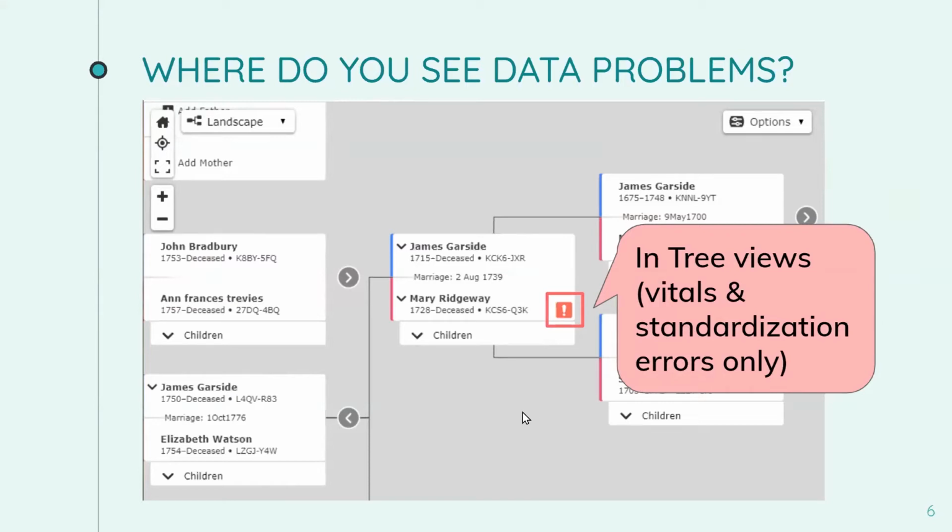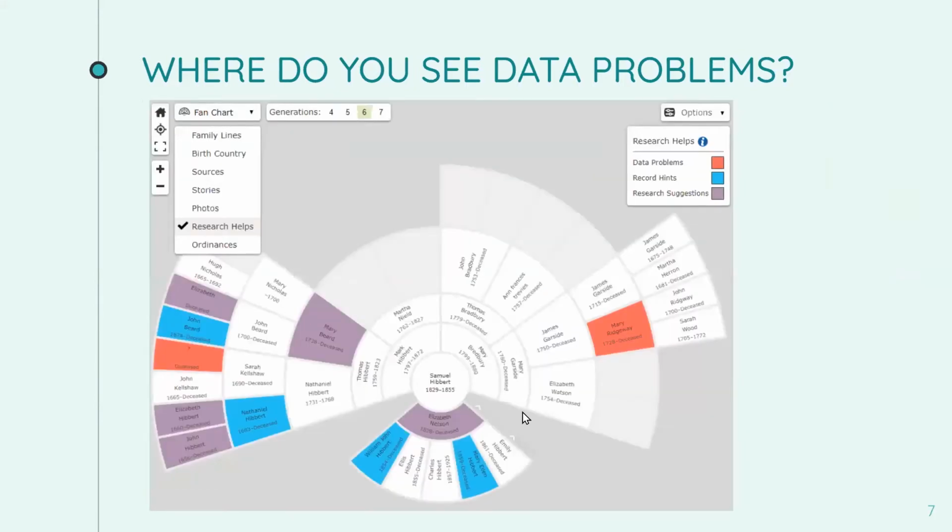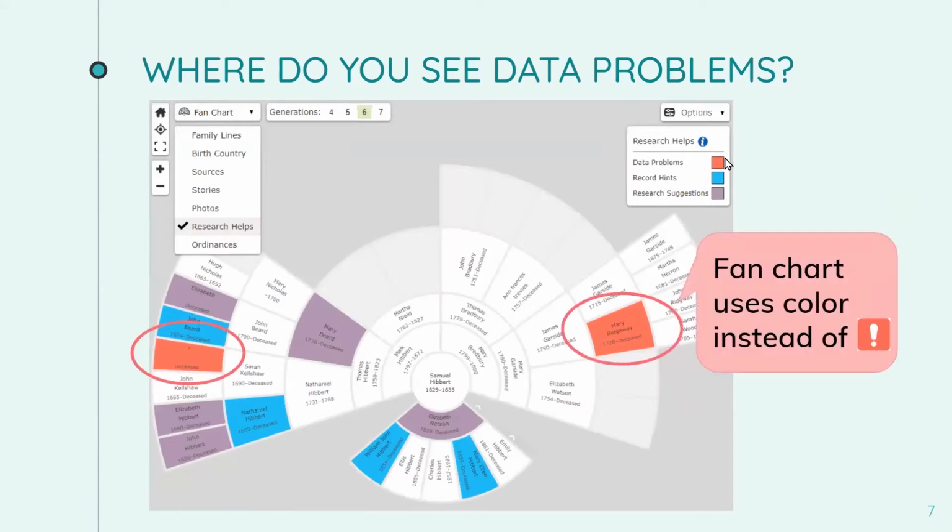And then also there's another little tweak on the fan chart page, and that is that the icon doesn't show up at all on the fan chart page. Instead, they use background colors. And you'll notice that there is a legend at the top of the screen that tells you what the colors mean. And so the red refers to a data problem error.